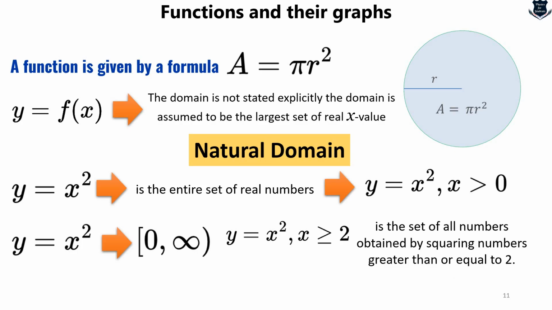We will look into this later. But right at this point of the video, what we can understand is that if the domain is not mentioned, it is very wide and it assumes real numbers, where real x values give output to real y values. It is called natural domain. If we want to restrict this, then we can mention y equal to x square, where x is greater than 0. And we can even change the domain to 0 to infinity, and the range of y equal to x square, where x is greater than or equal to 2, is the set of all numbers which are obtained by squaring numbers which are greater than or equal to 2.